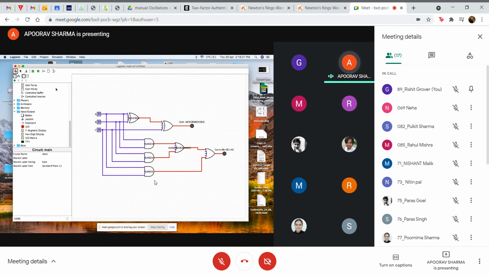So now if I run this circuit, if all the inputs are 0, your sum is 0 and your carry is 0, right? If one of the inputs is on, your sum is 1 and carry is 0. If two of the inputs are on, your sum is 0, carry is 1. And if all the inputs are 1, your sum is 1 and your carry is 1. Is this okay? Yes, sir.